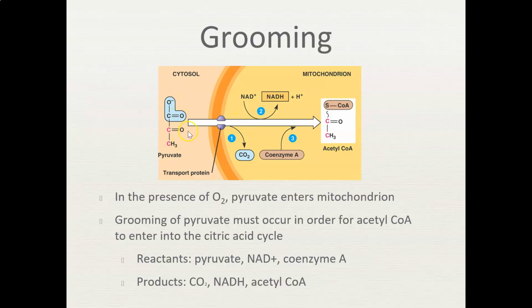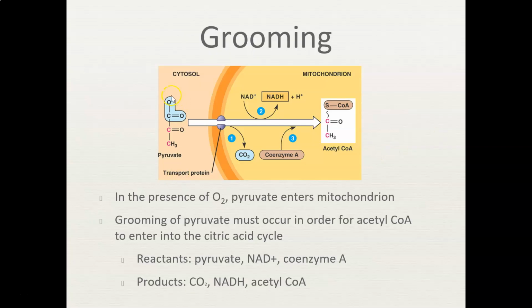But in order to get that pyruvate into the mitochondrial matrix and then ultimately be in a form that is capable of being taken into that citric acid cycle, we have to kind of do this intermediary step called grooming. And so in the presence of oxygen, that pyruvate will enter the mitochondria and it will go through this grooming process in order to form this molecule called acetyl-CoA. And that coenzyme is really going to be the important part that we attach to that pyruvate so that it can be entered into that citric acid cycle and we can do that process.